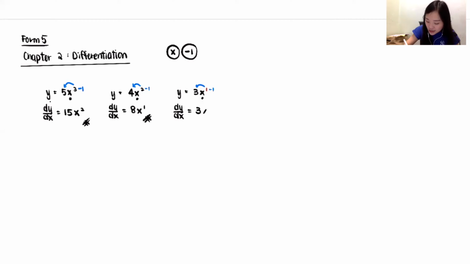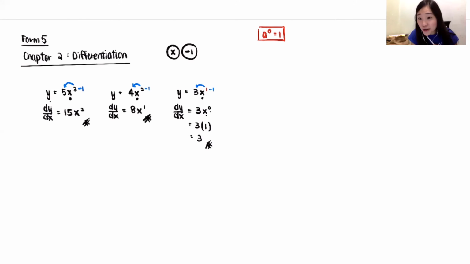If I don't have x anymore, do you think I'll write x power 0? I don't think so. X power 0, you already learned under indices: anything power 0 will be 1. So it's not necessary to write, but I can still write it for you. So 3 times x power 0, and x power 0 is actually 1. So isn't the final answer just 3?